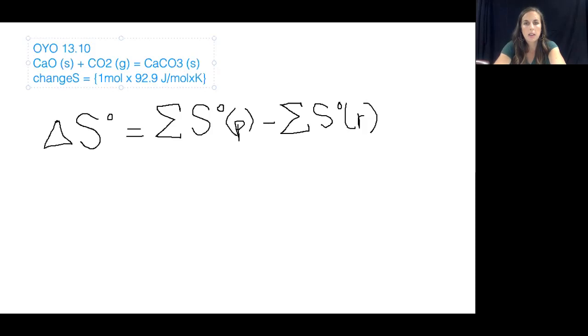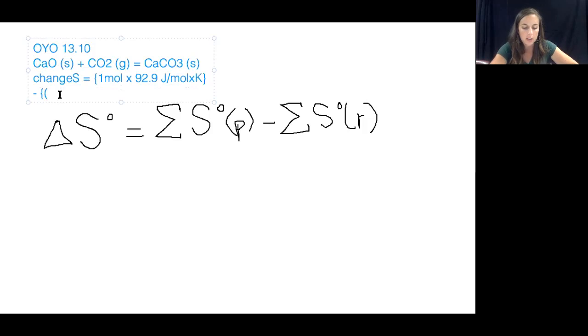Okay, so that's my product there, the summation. And all of that minus, now I need a new bracket. Let's do our first substance. Our first substance is CaO in the solid form. So I'm just adding up the reactants here. So let's look at the table for CaO in the solid form.